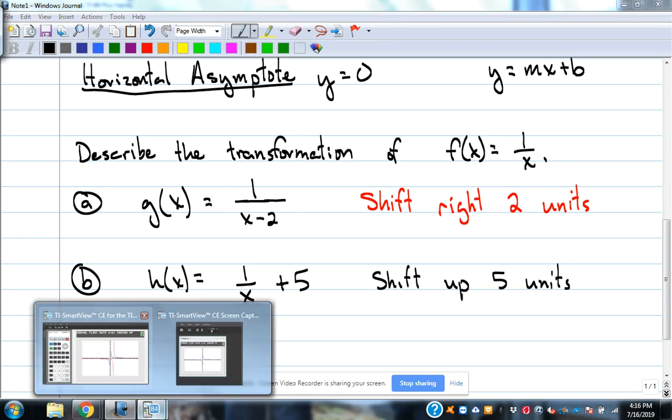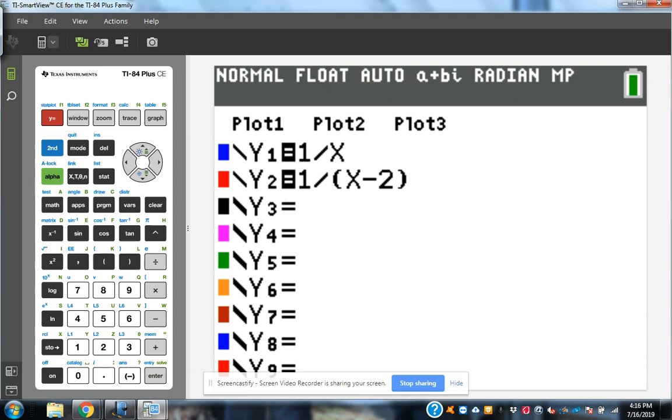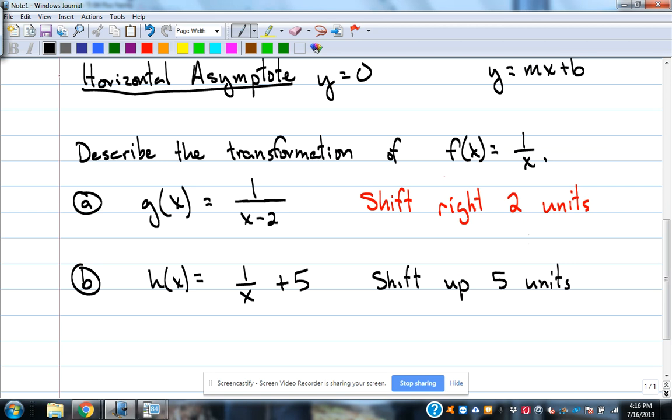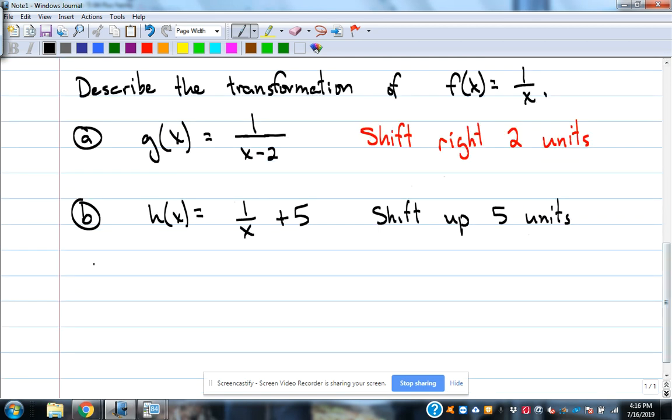If we graph that with the calculator again, I'm going to type 1 over x and then plus 5. And because I didn't put parentheses, the way the calculator reads that is 1 over x, and then the plus 5 is separate. And if I graph that, we see the red one is just picking the blue one up and shifting it up 5 units. So that's what we're seeing happening with that. So just trying to remember those rules and connect the dots there.